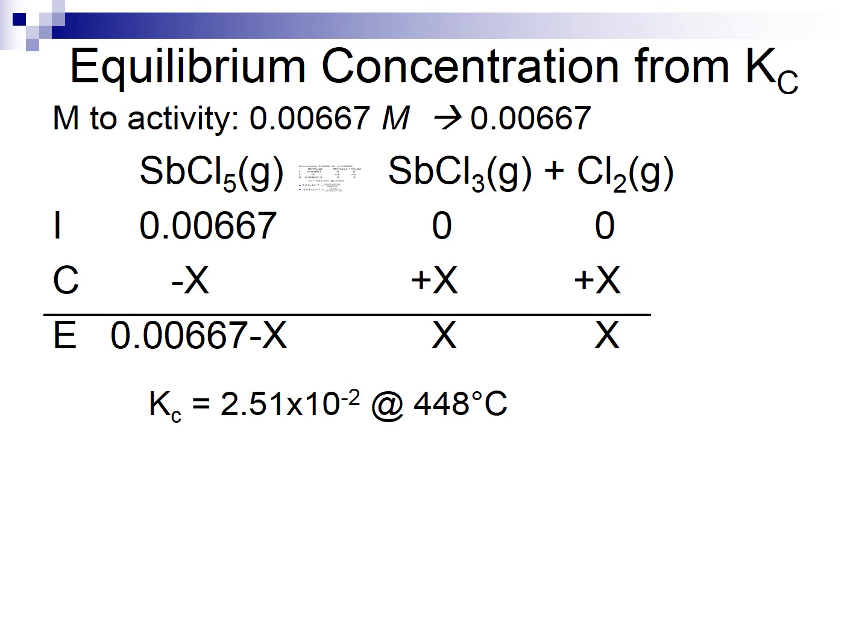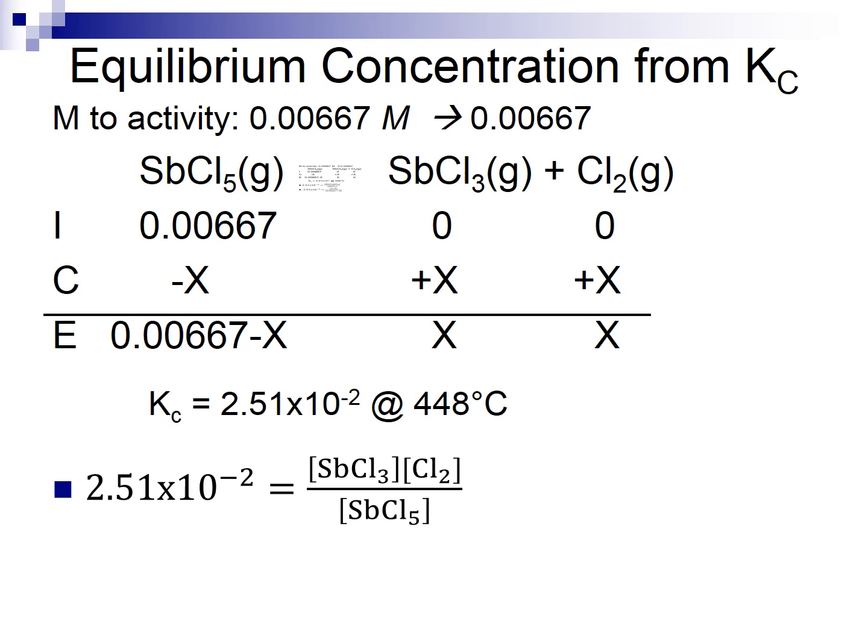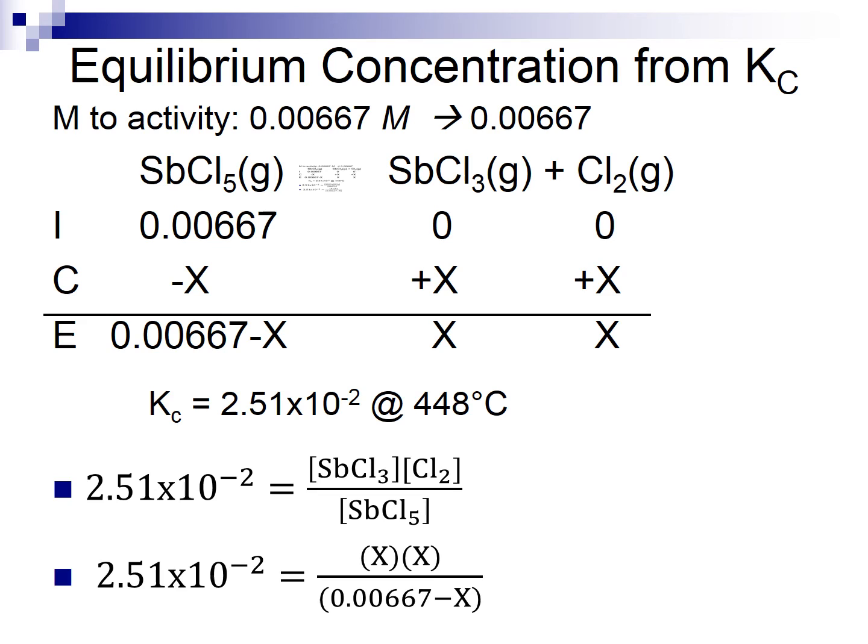If my Kc is 2.51 times 10 to the negative 2, I can plug this into my equilibrium expression, and plugging in the values, I wind up with 2.51 times 10 to the negative 2 being equal to x times x divided by 0.00667 minus x.